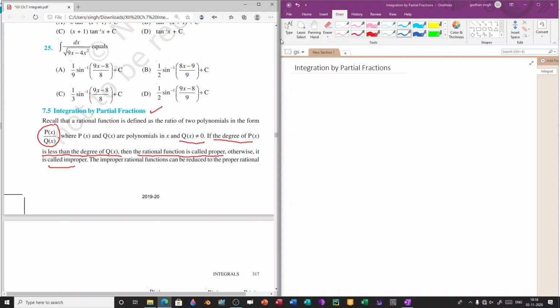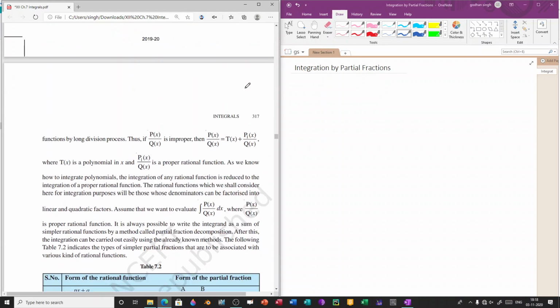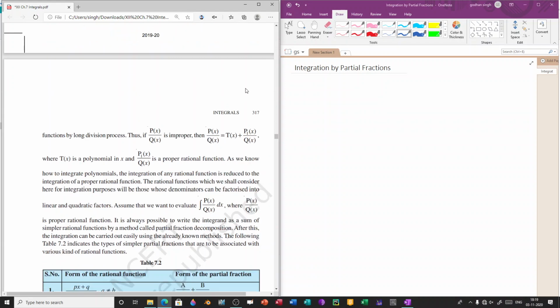The improper rational functions can be reduced to proper rational functions by long division process. Thus, if p(x) by q(x) is improper, then p(x) by q(x) equals t(x) plus p1(x) over q(x), where t(x) is a polynomial in x and p1(x) by q(x) is a proper rational function. So, this we have seen in class 9th.